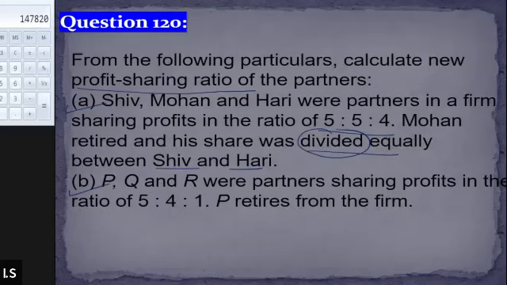Excuse me, sir. Yes, please. Sir, if Mohan retires, then that means the 2.5 share will go to both of them, and you just add. Mohan is retiring. Okay. So when Mohan retires, his share will be divided like 2.5 and 2.5. Why 2.5? It will be distributed between Shiv and Hari in the equal proportion. Okay.